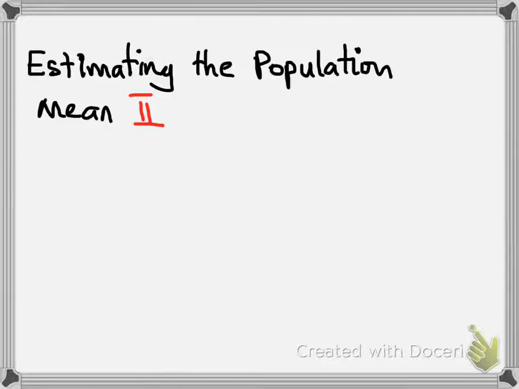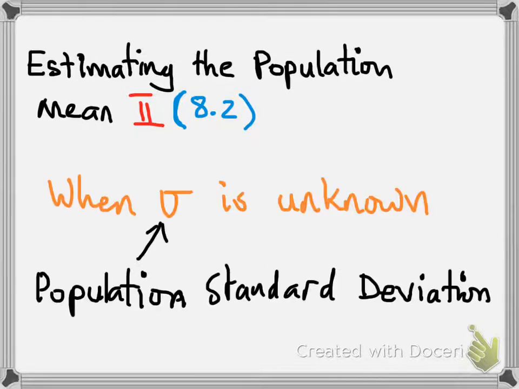This is for 8.2. You recall that in 8.1 I showed you how to figure out the estimate for the population mean when you know the population standard deviation. In this lesson I am going to show you how to estimate the population mean when you don't know the population standard deviation. That's typically the scenario in the real world because you don't have enough information about the population to know the population standard deviation. So how do you deal with something like that?